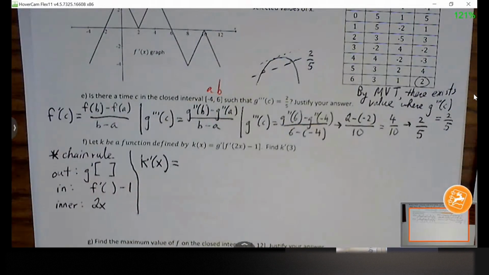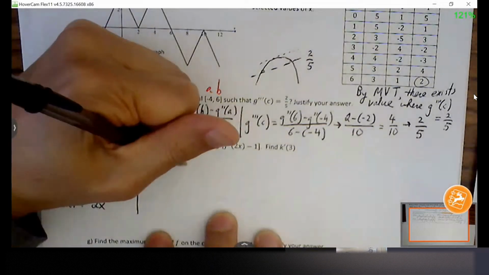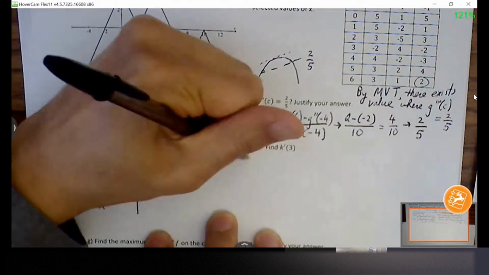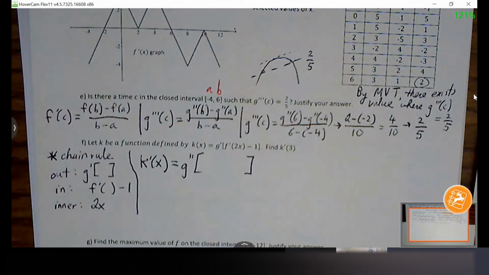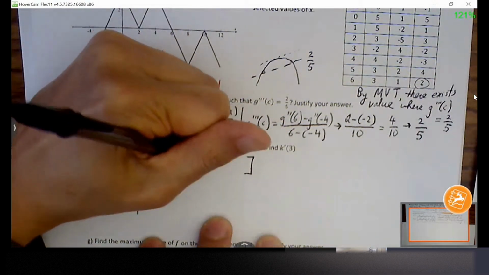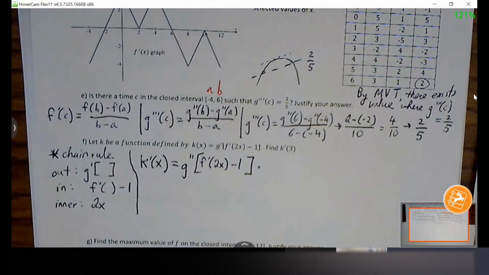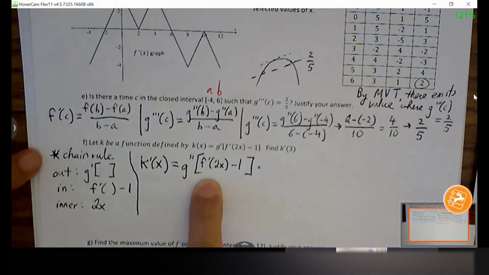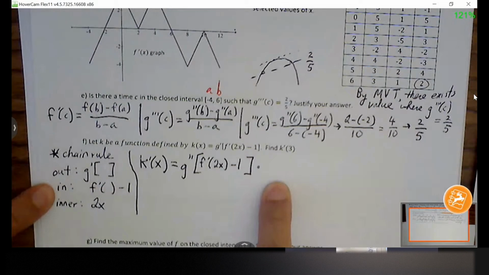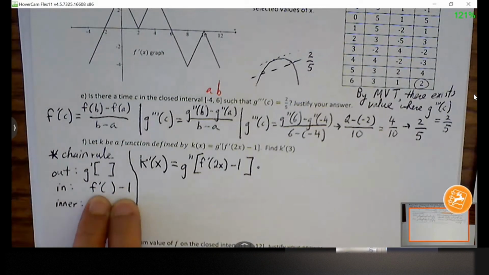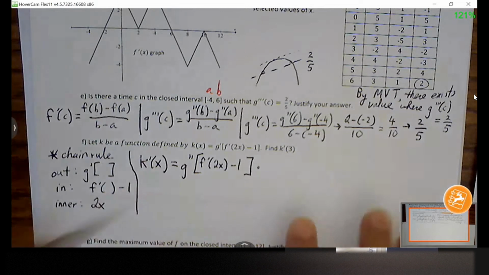All right, let's start with the outer portion. What's G prime's derivative? G double prime. G double prime. And when you create G double prime, you're going to fill the bracket in with the original, no changes there. All right, we took care of the outermost portion. Questions here? Nope. Okay, next up, what's F prime minus 1's derivative? Just F double prime. Good. Minus 1's a constant, goes away, just F double prime.